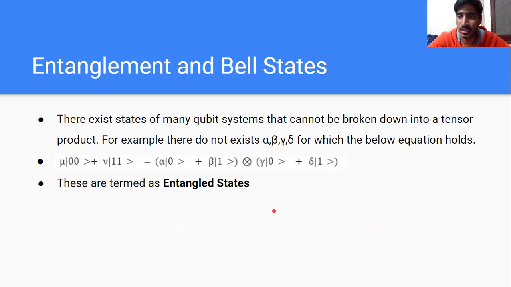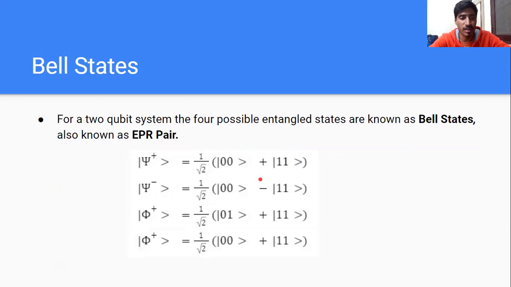Now entanglement. There exist many 2 qubit systems whose superposition is such that it cannot be factorized as a product of the standard basis vectors. So there do not exist alpha, beta, gamma, delta for which this equation holds true. So these are entangled states.